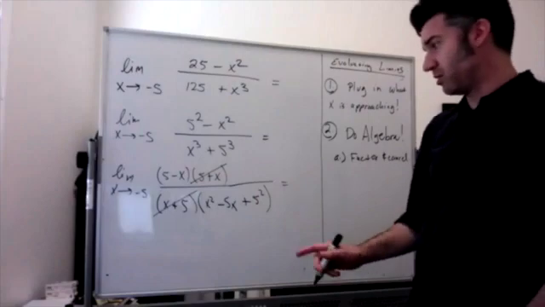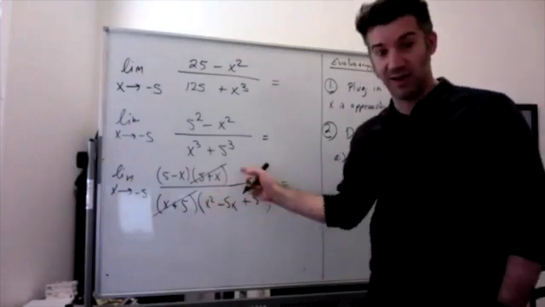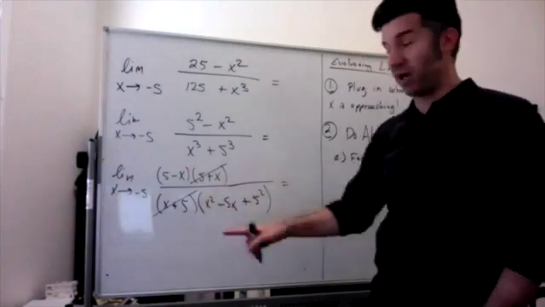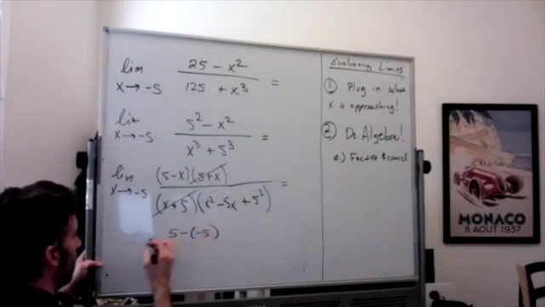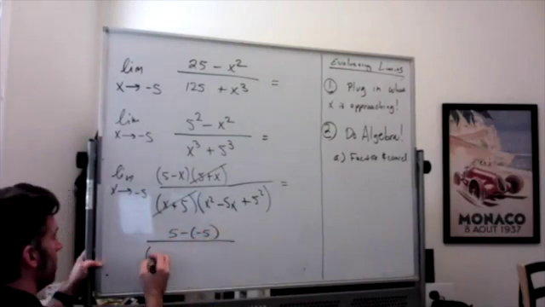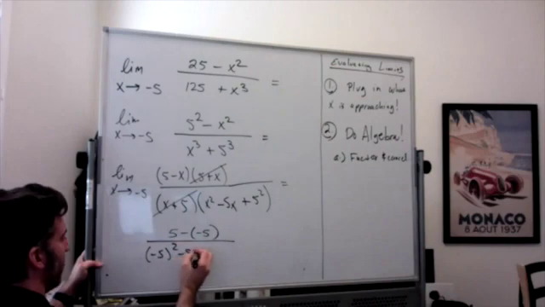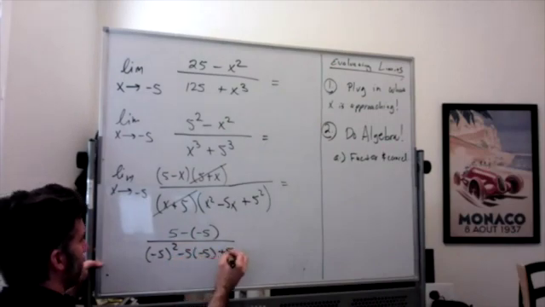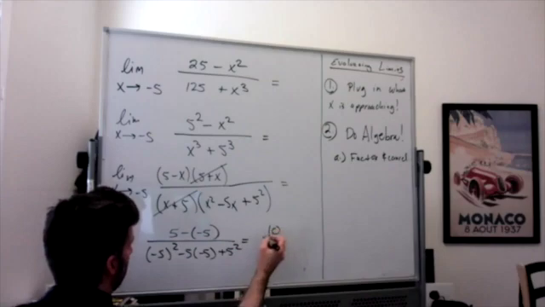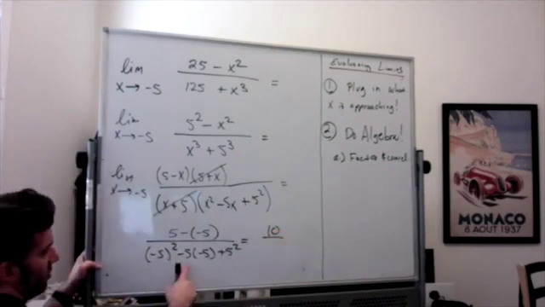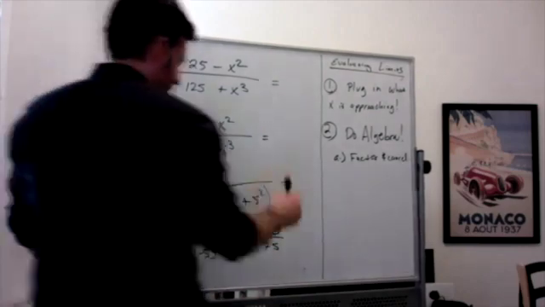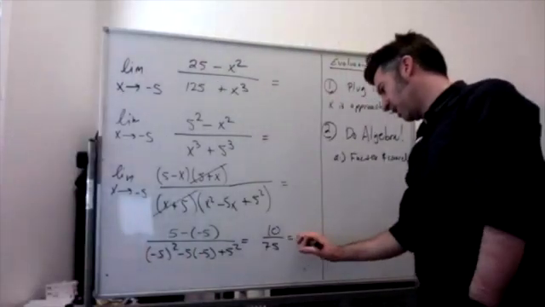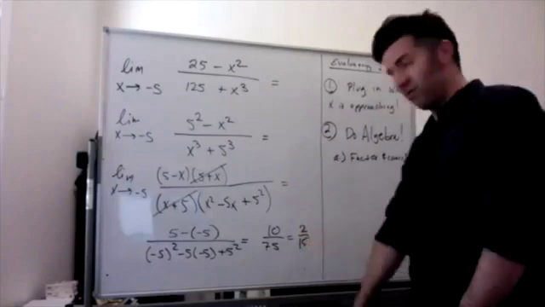And then now that we have canceled the things that were making the top and the bottom 0, we're going to plug in the -5 to the rest of the x's. So I'm going to get 5 minus -5 over -5 squared minus 5 times -5 plus 5 squared, which is going to be 10 on top over 25 plus 25 plus 25, which is 75. And you could reduce this. You could factor a 5 from both parts and get, I think, 2 over 15. That's what that reduces to.